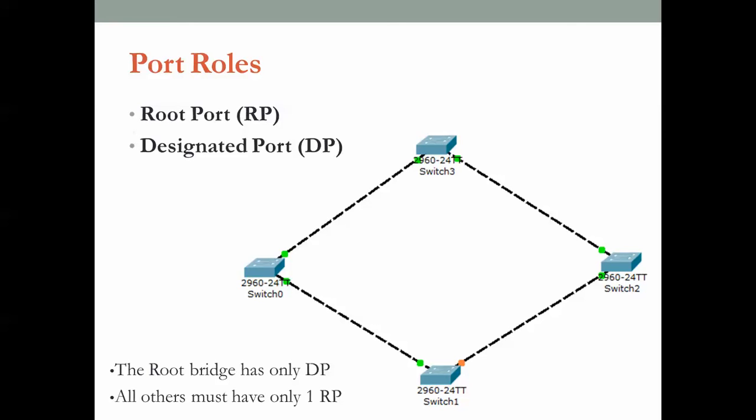But however, there are two important things to be remembered here. That is, the root bridge should have only designated ports. The root bridge cannot have a root port, because that is the logical center of your topology. However, all the other designated bridges must have one and only one root port.